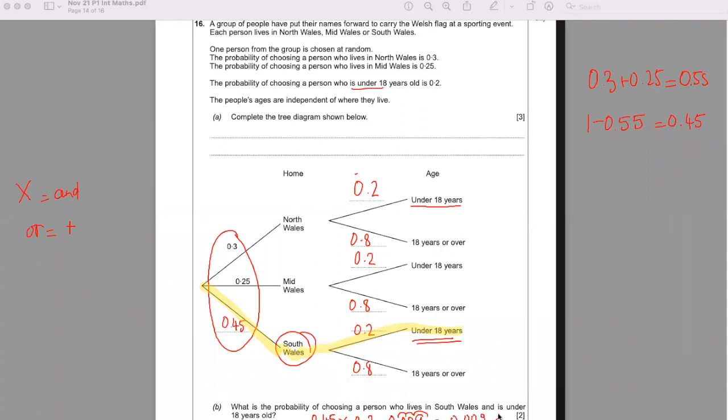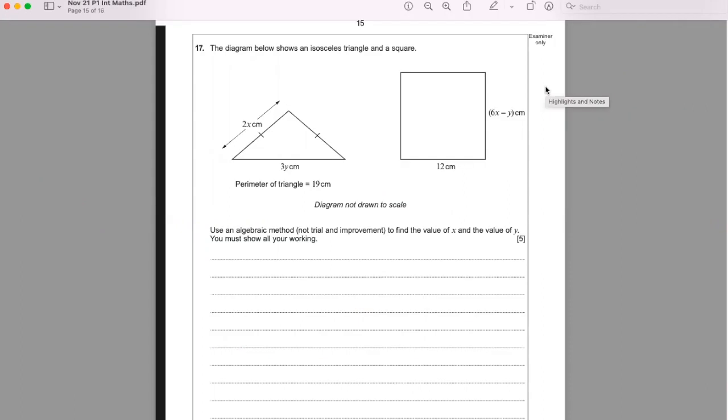Here you are. The last question, question 17, and this is a simultaneous equation question, and it's exactly the same in higher tier. It was question 8 in higher tier. So please have a look at my video where I say question 8, and then that will be the solution for this question then.